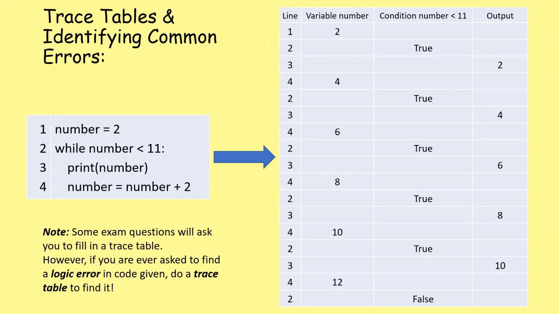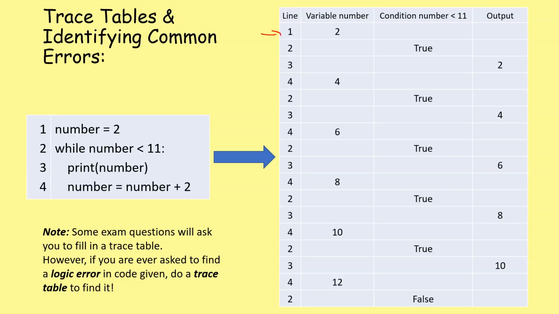So let's have a look at a very simple program here and the trace table that comes from it. The program's very simple. Number equals 2, while number less than 11, print the number, add 2 to the number. But if you have a look at the trace table here, it seems quite large because you'll think, well, this is only 4 lines of code. Why do we have so many lines? Well, to create a trace table, we first of all write down all the lines that are going to be executed. Then we write down all the variables, all the outputs, all the conditions that need to be checked. And we end up with something like this.